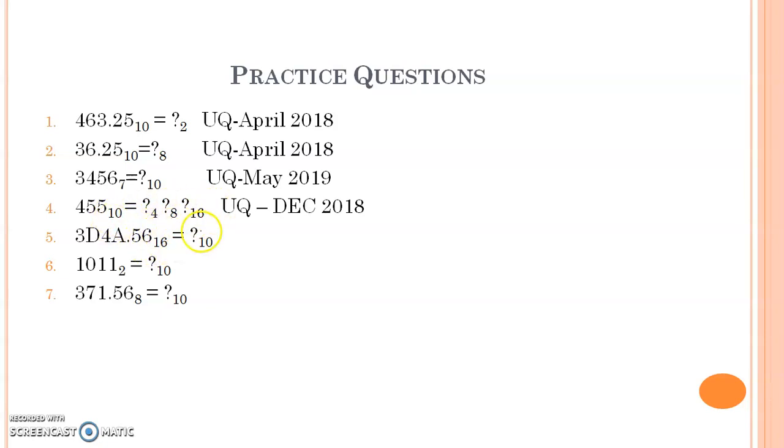Here 16 to 10, smallest to biggest, so multiply with powers of 16. Here binary to decimal, smallest to biggest, so multiply with powers of 2. Here 8 to decimal, so multiply with powers of 8.